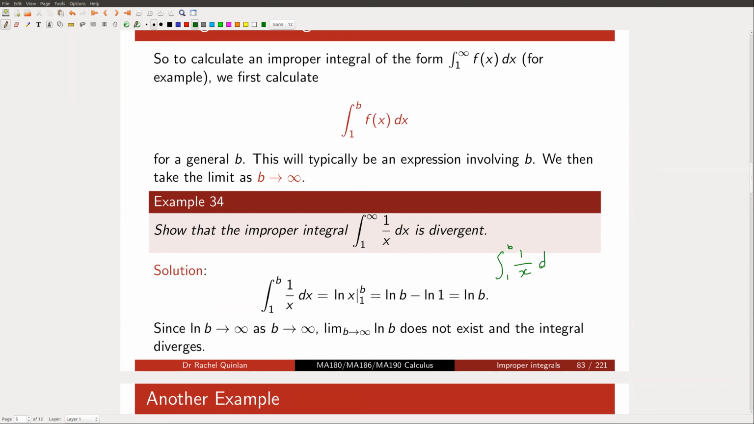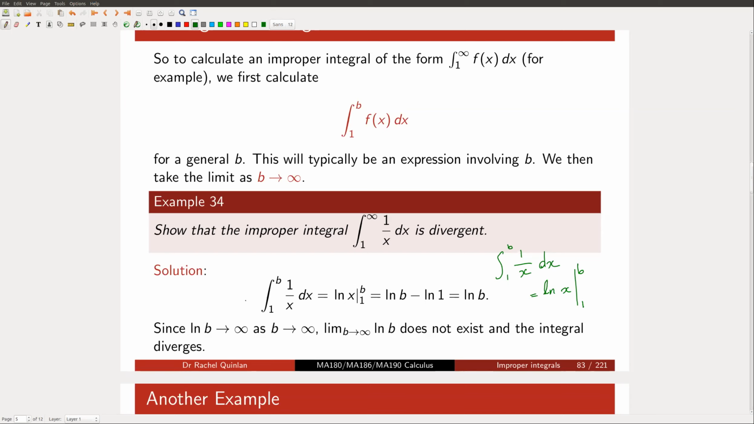1 over x is a kind of mysterious function. It's got lots of really special properties, even though it's an everyday kind of thing. We can write down an antiderivative for 1 over x, and unlike all the other powers of x, 1 over x has a special antiderivative. Its antiderivative is the natural log function. So the definite integral from 1 to b of 1 over x is log x evaluated at b and at 1. What I've written down here is exactly what's already on the slide.